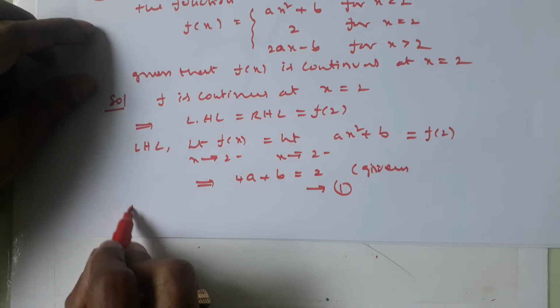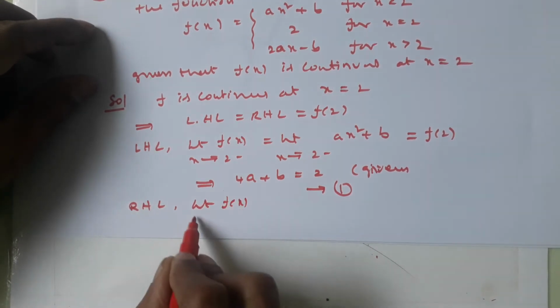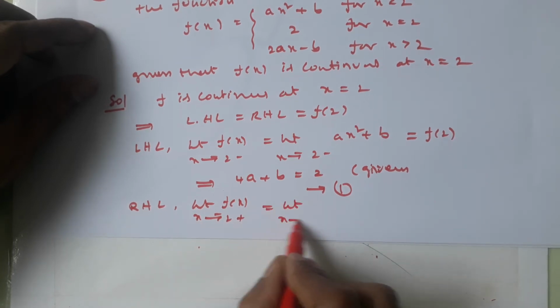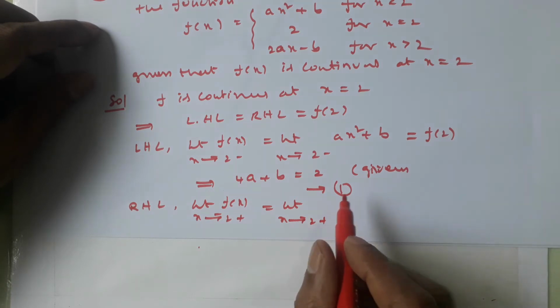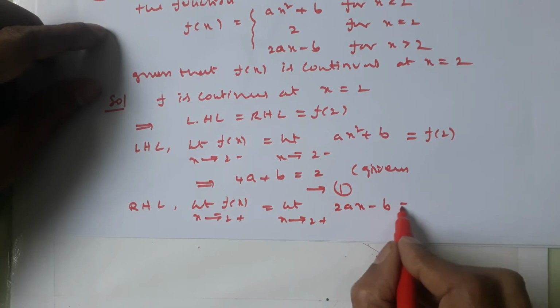Next, RHL value. RHL is limit f of x as x tends to 2 plus, where x greater than 2 gives 2ax minus b, equal to f of 2.